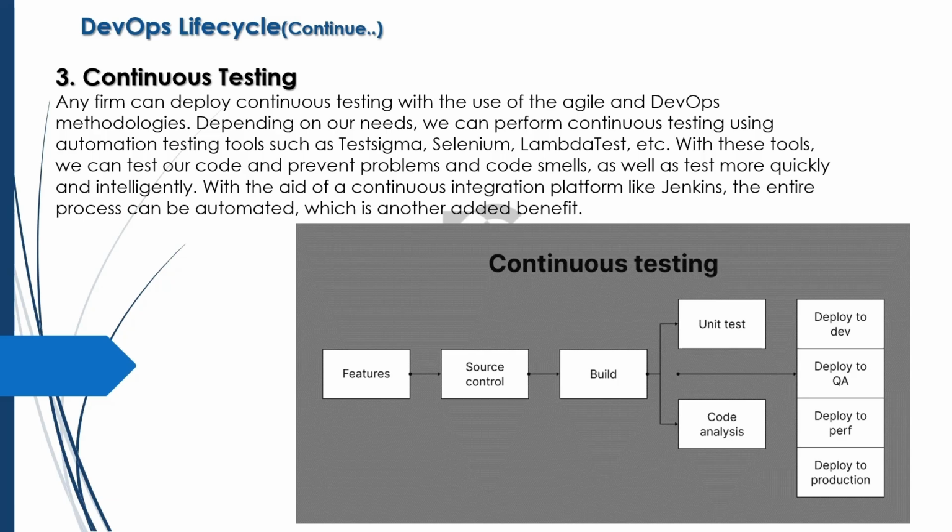Hi everyone. So in the previous lecture, we learned about continuous development. In this lecture, let's understand what continuous testing is when we talk about the DevOps lifecycle. Okay. Any firm can deploy continuous testing with the use of Agile and DevOps methodologies. You must have heard about the term Agile earlier in your IT world. Depending on our needs, we can perform continuous testing using automated testing tools such as Test Sigma, Selenium, and LambdaTest. Okay, they are not limited to these three only. There are various testing tools available for continuous testing.